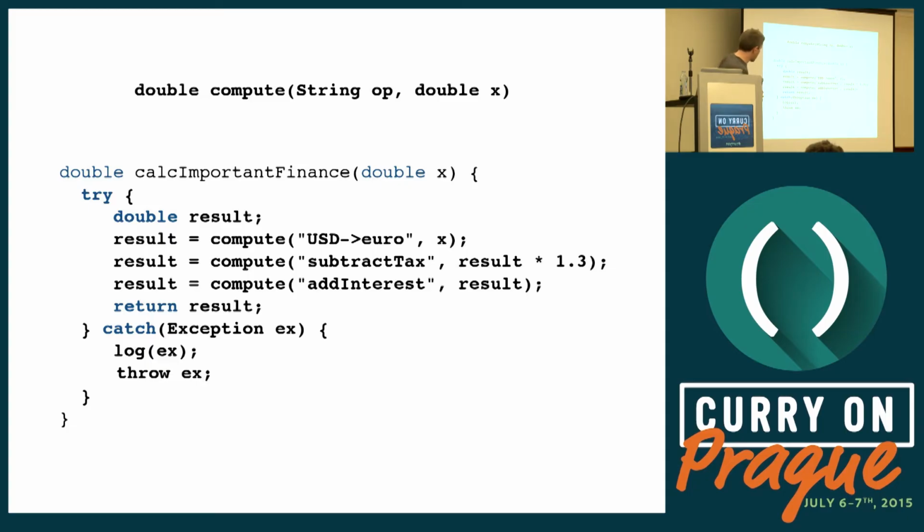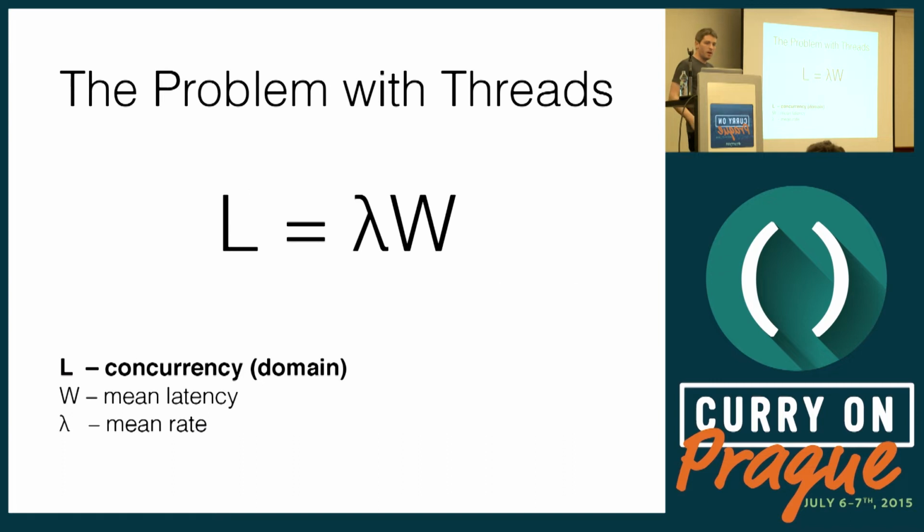But the thing to notice here about compute is that compute, in order to compute the result, might need to consult an internal service. For example, to retrieve the current exchange rate from the US dollar to the euro, or the current interest rate. So compute may take a long time, may do I/O, and can block. But we don't care about that, right? Because we're imperative programmers, and this is just a sequence. It's very clear what's going on here. But herein lie the problems with threads.